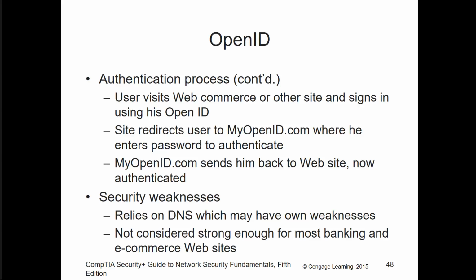Users will visit the web commerce or other sites and sign into them using their own OpenID. The site redirects the user to myopenid.com where they enter their password to authenticate. MyOpenID will send it back to the website, now authenticating. Though a very big weakness here is it relies heavily on DNS, which has its own weaknesses, and is not considered strong enough for most banking and e-commerce websites.